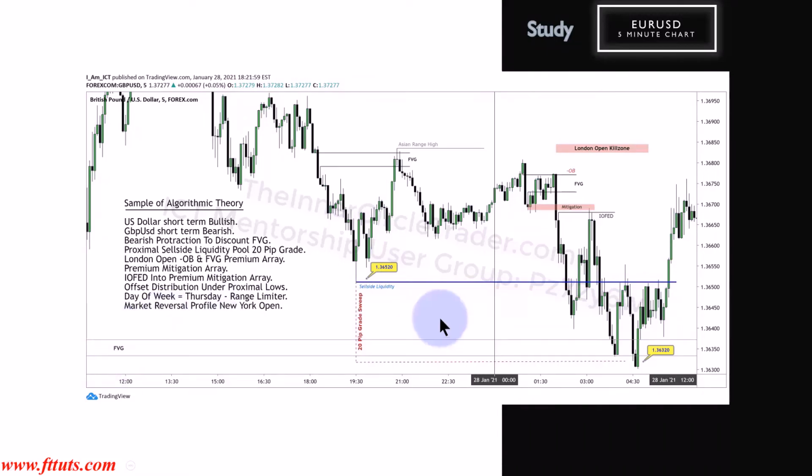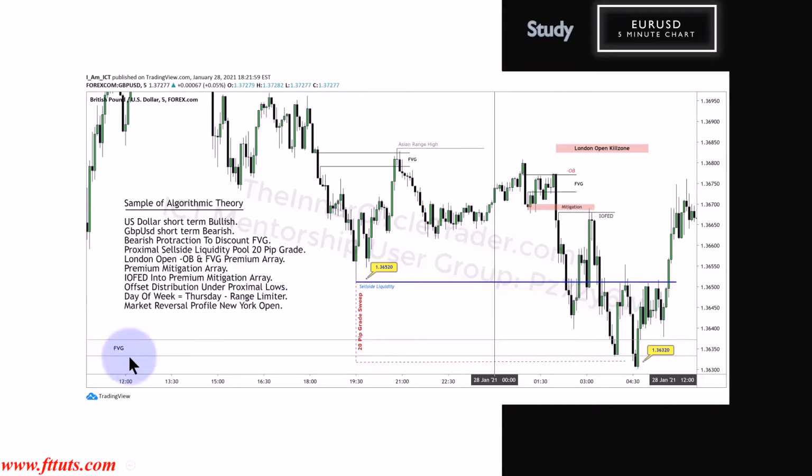Now, if it's going to reach down into that imbalance, you have to couple that with other things algorithmically. So what I've outlined here is what IPDA, Interbank Price Delivery Algorithm, was looking to do in here, and I'll cover all these points one at a time. As a sample of algorithmic theory, the short-term premise or narrative was US dollar short-term bullish, pound dollar short-term bearish, bearish protraction to discount fair value gap.